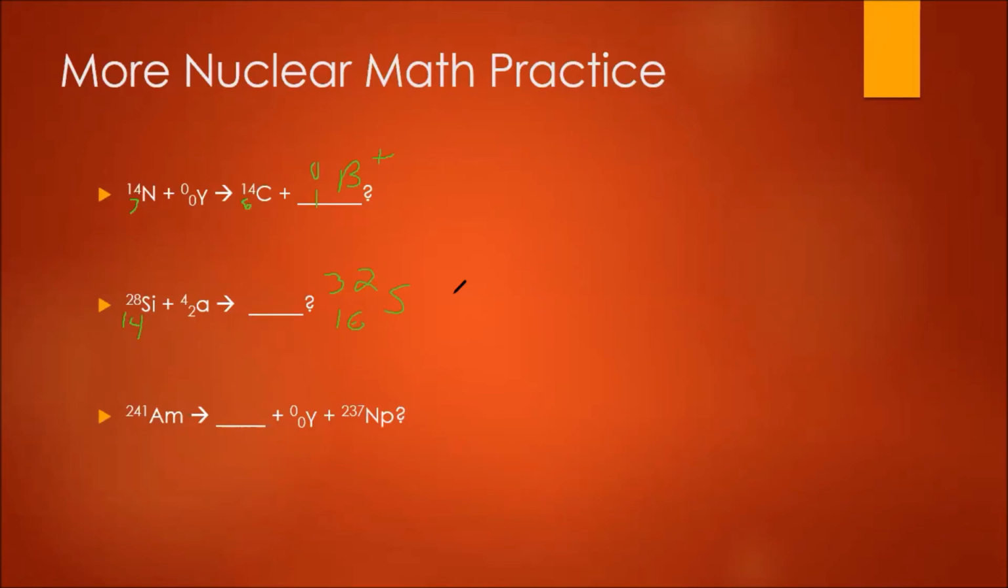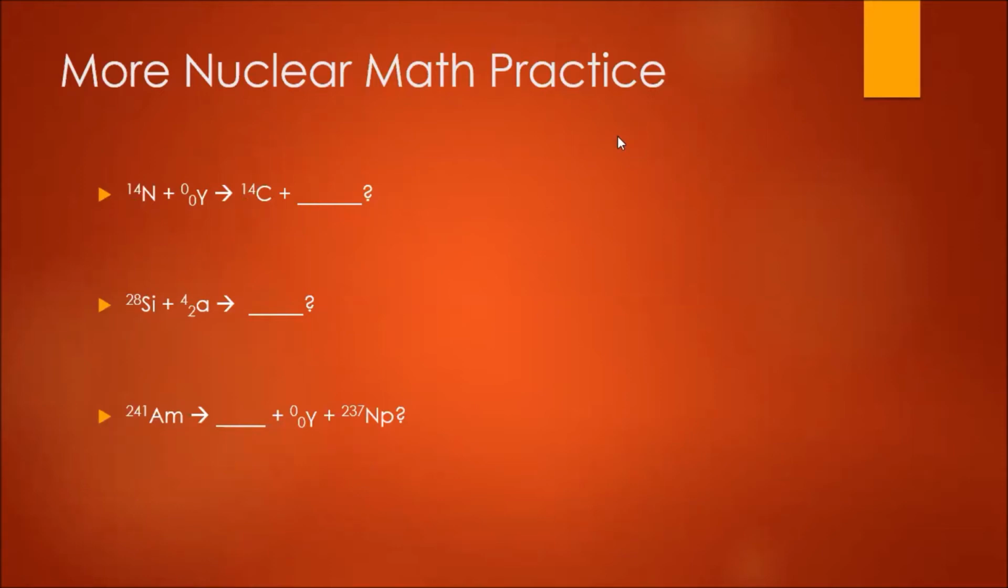Americium can fragment. Americium is 95. Neptunium is 93. So the difference there is 2. And 241 and 237, the difference is 4. So americium undergoes an alpha decay to form neptunium. But we could also look at this as seeing what elements add up to give both sides equal.